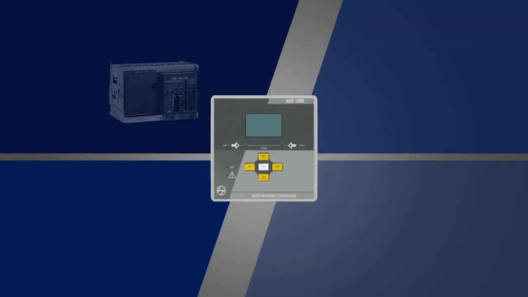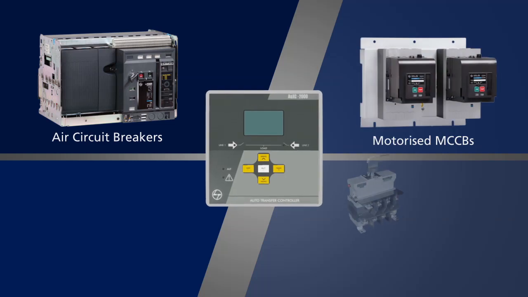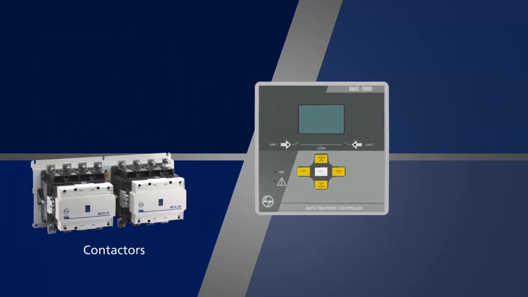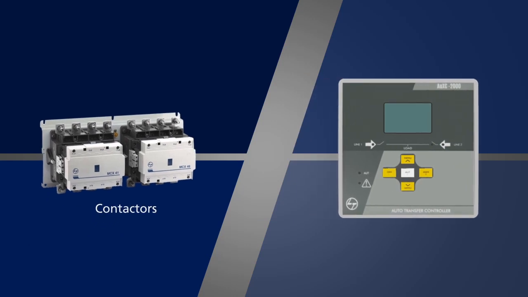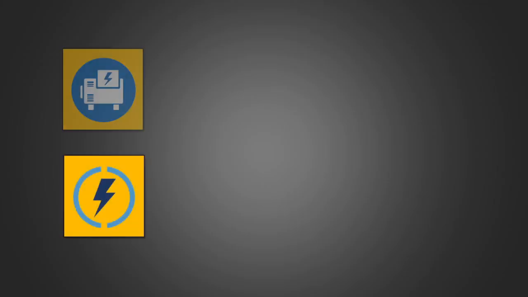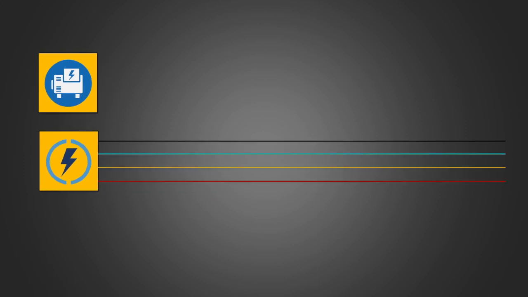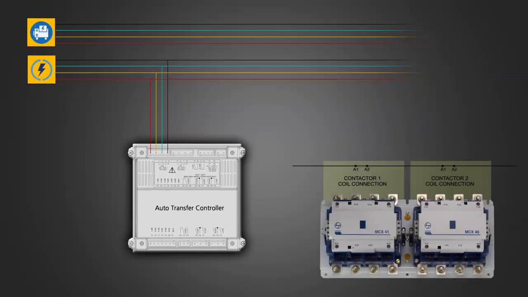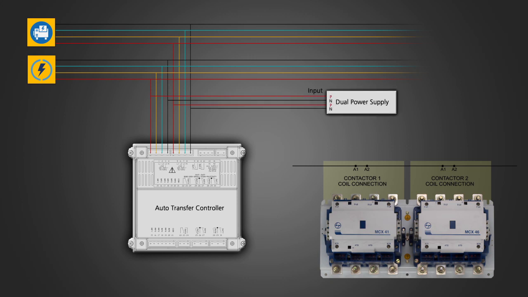Now let us see the connection and programming for Auxc2000 Auto Transfer Controller or ATC with contactors. These are the two power supply sources. Line 1 is coming from utility and is also the priority line. Line 2 is the backup supply coming from the generator. A dual power supply is used for auxiliary supply connection of ATC and the contactors.